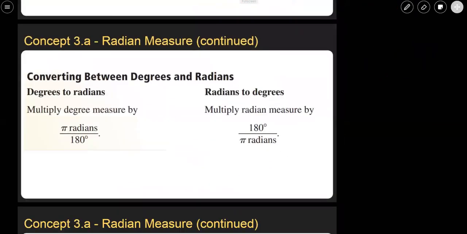So we had some simple conversions for this. If I want to convert from degree measure to radian measure, I just multiply by this fraction, pi radians over 180 degrees. The thing I'm converting to on top, the thing I'm converting from on the bottom. And if I want to go in the opposite direction from radians to degrees, I multiply by 180 degrees over pi radians.